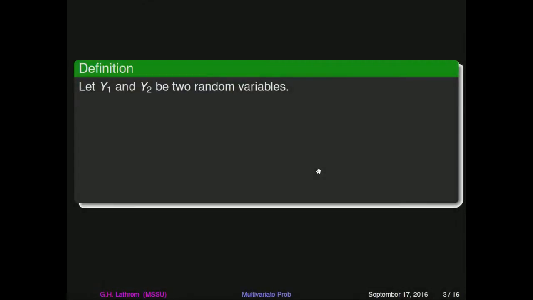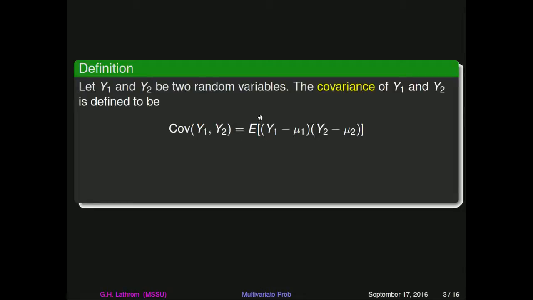Continuing with our definitions, we've defined expected value. Now, something similar to variance for two random variables, y sub 1 and y sub 2: we'll define the covariance of y sub 1 and y sub 2, denoted COV of y sub 1, y sub 2. It's calculated as the expected value of the quantity y sub 1 minus mu 1 times y sub 2 minus mu sub 2.